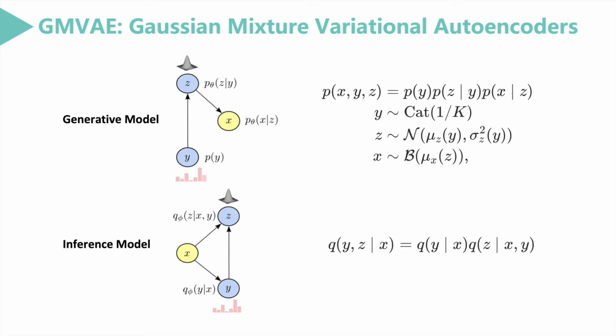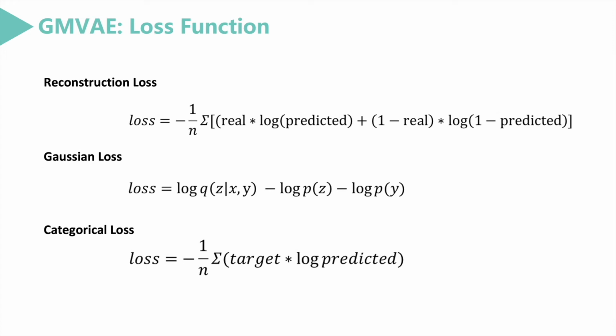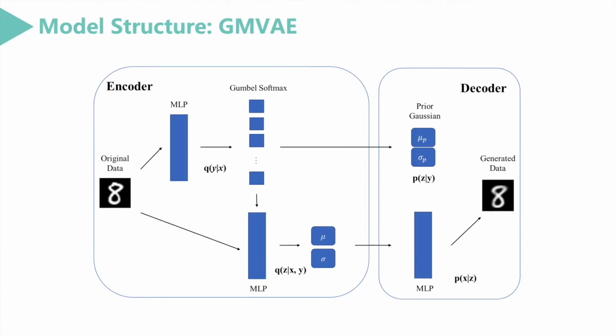on x and y. Similar to VAE, GMVAE is learned by maximizing the evidence lower bound, but this time it contains 3 loss terms: a reconstruction loss to compare the similarity of original data and generated data, a Gaussian loss forcing the latent distribution to be close to prior distribution, and a categorical loss for learning y from a combo softmax. Here is the detailed model structure.